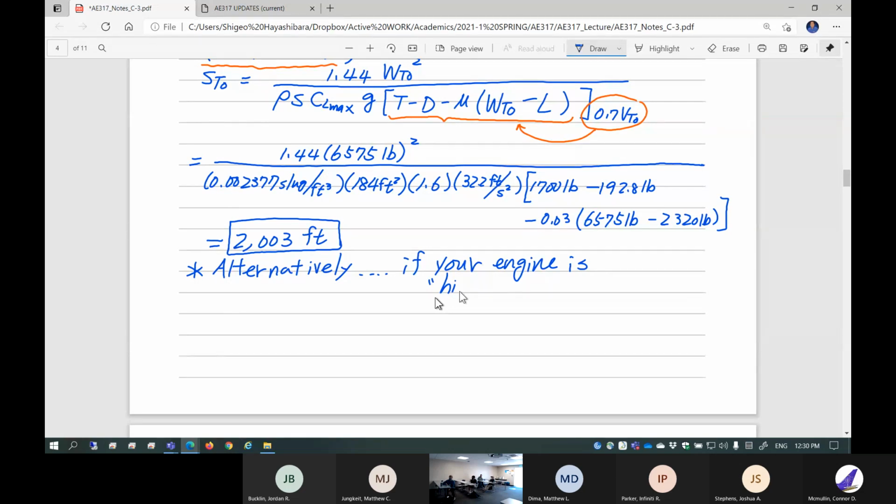But what does a parachute have to do with takeoff? A jet or rocket assisted takeoff kind of thing. Okay, a strap-on booster or something like that. Okay, anyways.